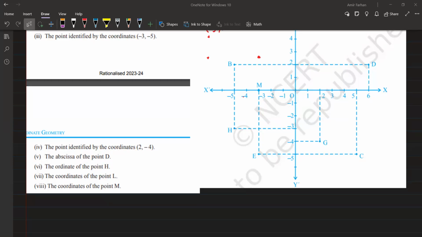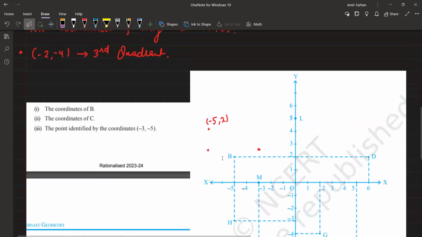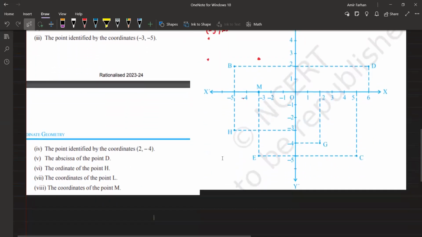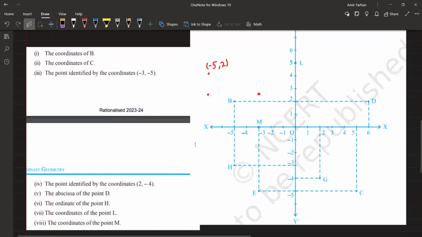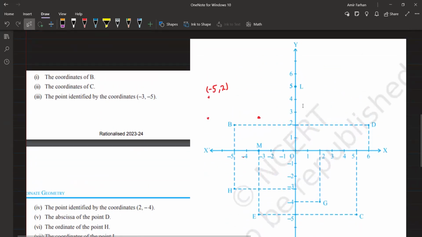Sir, yes, Simrat, yes dear. The fourth question says coordinates of point L. There is no L. How is it possible? Just give me a moment. There is L, dear. Here is the L. Okay, there is the L, na? Yeah, that's great.